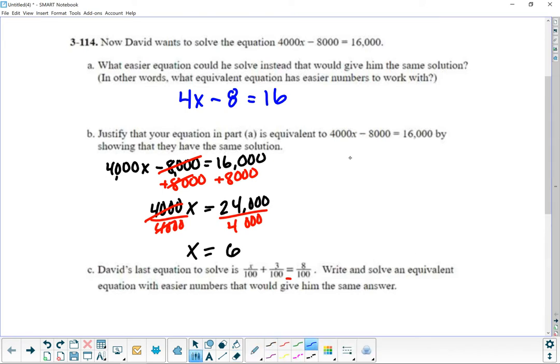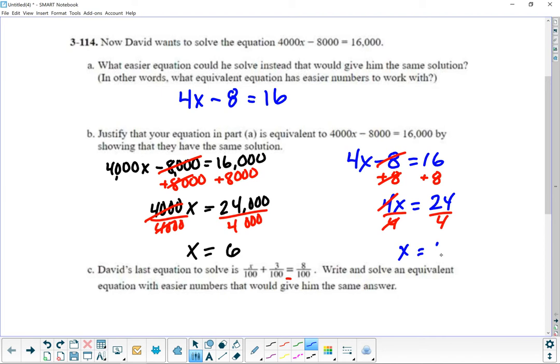Second part. 4x minus 8 equals 16. If we do this, we will add 8. And you see some similarities just without all the zeros. You get 4x equals 16 plus 8 is 24. Divided by 4. These will cancel. You get x equals 6. So yes, both of these are the same equivalent equations.